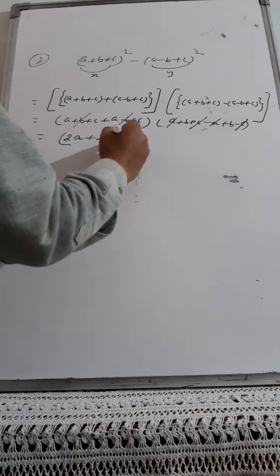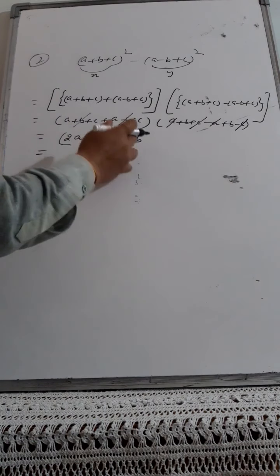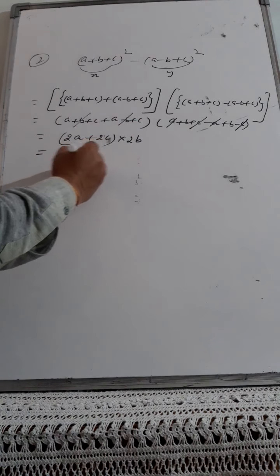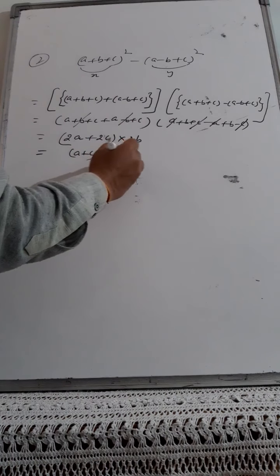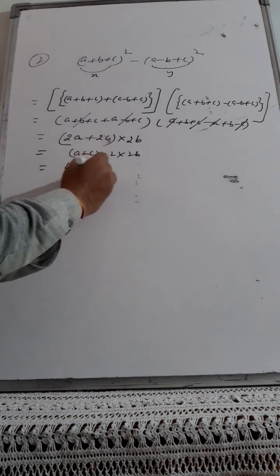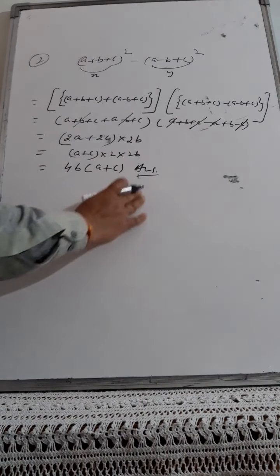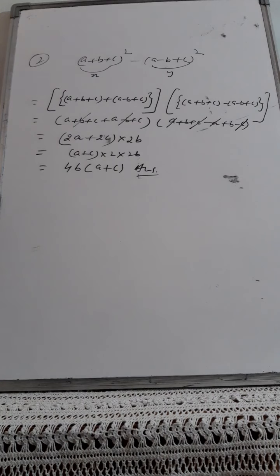So (b plus b) into 2b I am getting. Finally what you can do is 2 also you can take out. So here you will be left with (a plus c) into 2 into 2b. So 2 2s are 4b. You can leave your answer here. 4b into (a plus c) will be the answer for this. So in that way you can check.